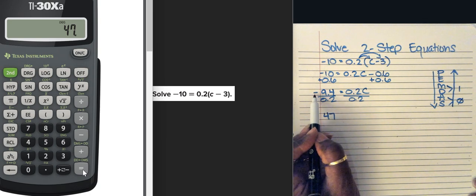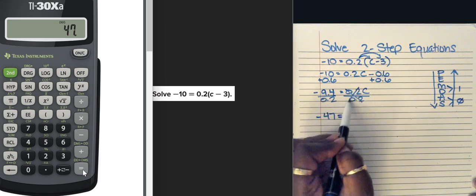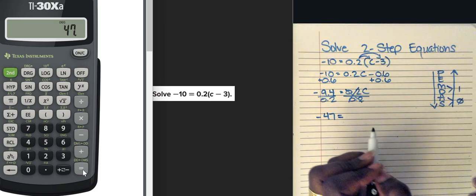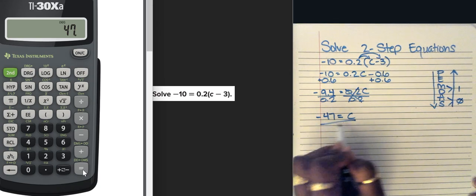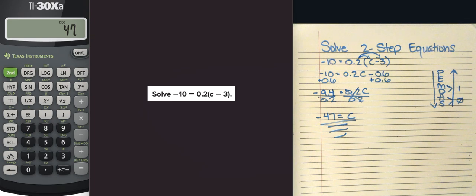And then remember again, a negative divided by a positive is going to give me a negative result. All right. 2/10 divided by 2/10, that cancels out and that becomes 1 like we wanted to in our multiplication and division. And then that is the result for C. So C is going to be equal to -47 for the answer here.